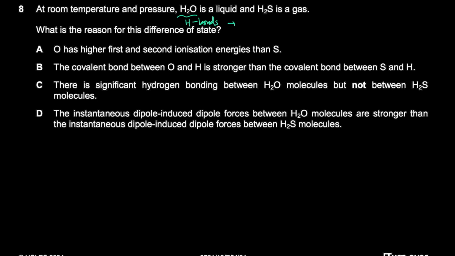Why do we have hydrogen bond? Because we have a hydrogen directly bonded to an oxygen. Remember, if a hydrogen is directly bonded to an oxygen, nitrogen, or a fluorine, in that case we have hydrogen bond. So in the case of H2O, we're going to have hydrogen bonding. So the answer here is C. There is significant hydrogen bonding between H2O molecules, but not between H2S molecules.